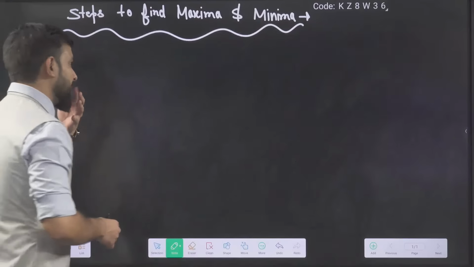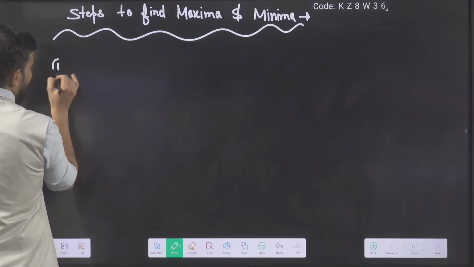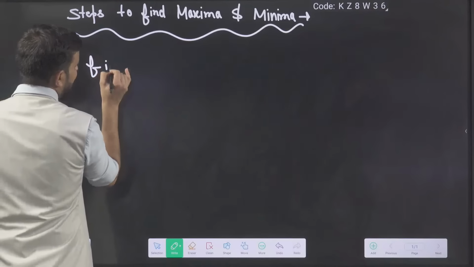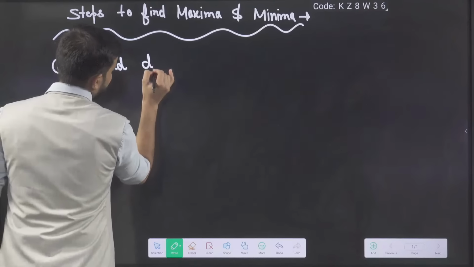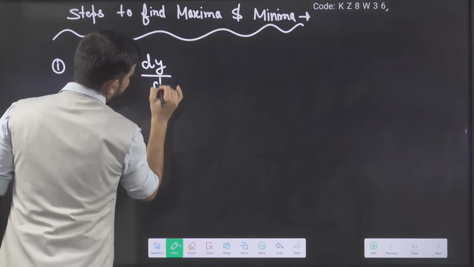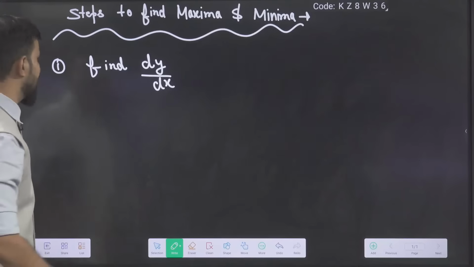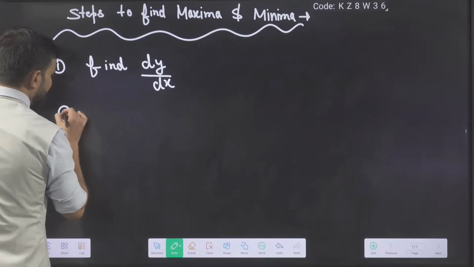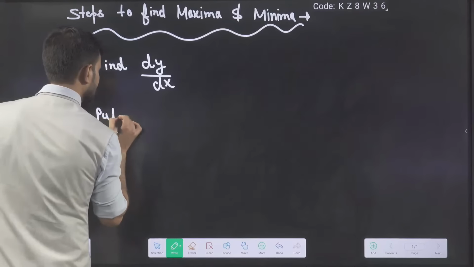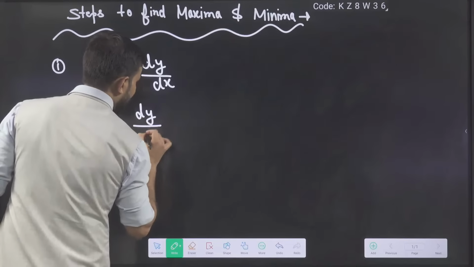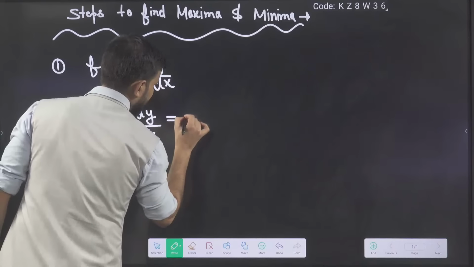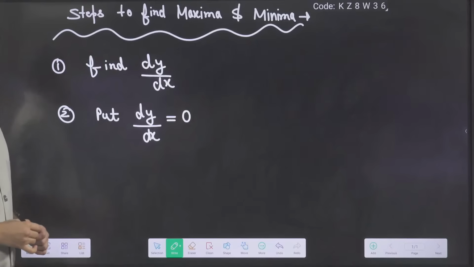Okay. So here the very first step you are having, find dy by dx. Find dy by dx. This is the first step to finding the maxima and minima. Second step, put dy by dx equal to 0. This is the second step, right?